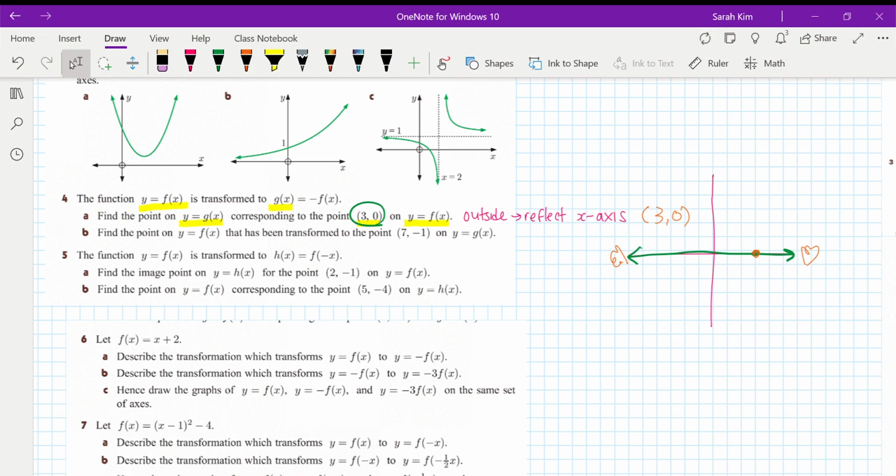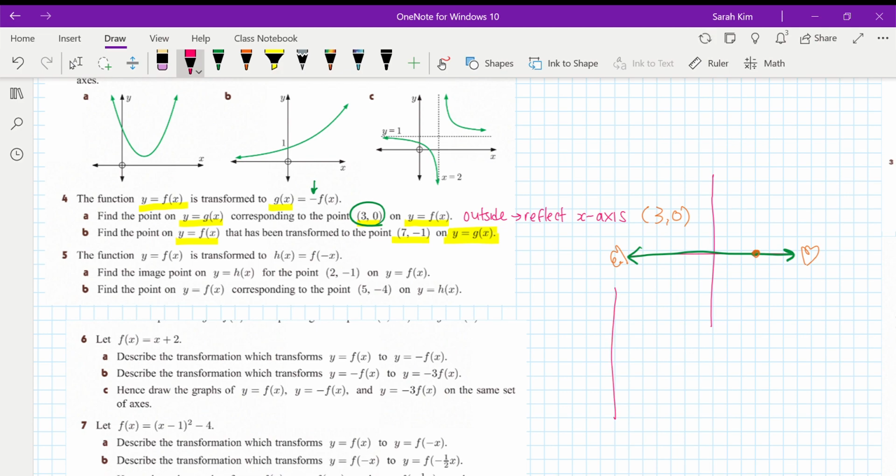So let's try B. So again, find the point on y equals f(x). Okay, interesting. That has been transformed to the point (7, -1) on the y equals g(x). So just read the question carefully because this coordinate (7, -1) is actually on y equals g(x). So we almost have to reverse the process, which isn't hard because all you have to do is reflect it again. So let's have a look at the function. We also know that it's going to be the same rule outside, reflect on the x-axis, because this factor does not change. We're not using any different rule.